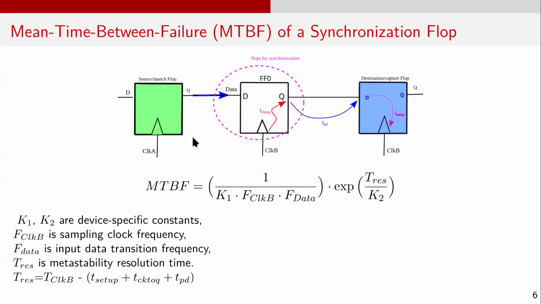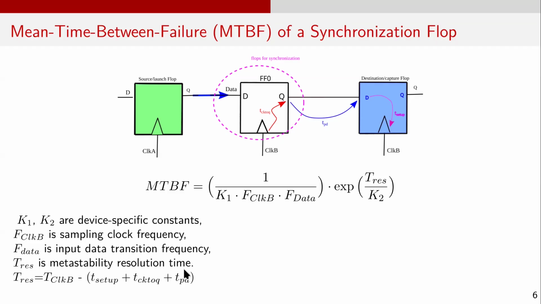Let's take a scenario where there is a source flip-flop, shown here in green, with a clock CLKA, and a destination flip-flop, shown here in blue, with a clock CLKB. There is a synchronizer before the destination flop in the destination clock domain. The MTBF of the synchronizer is calculated with this formula. Over here, K1 and K2 are device-specific constants. F clock B is the sampling or capture clock frequency. F data is the input data transition frequency. T resolution is the metastability resolution time.